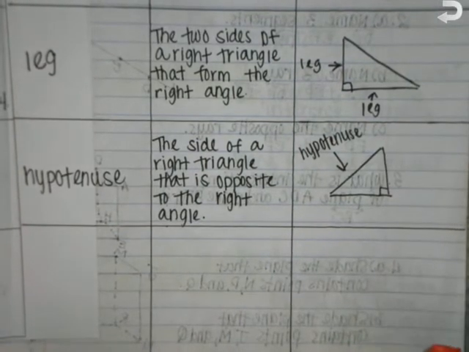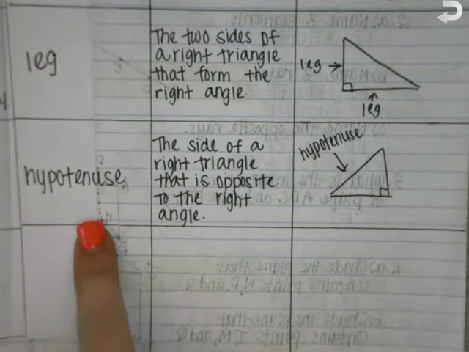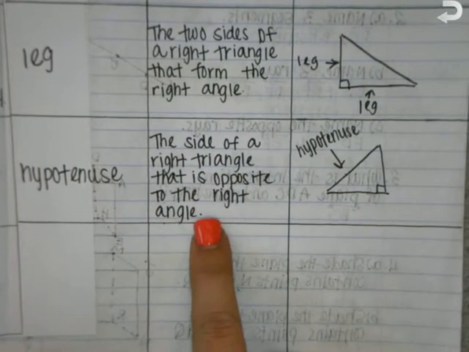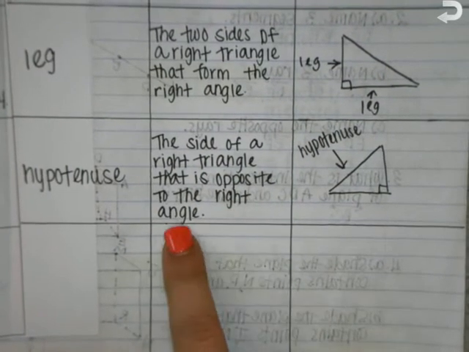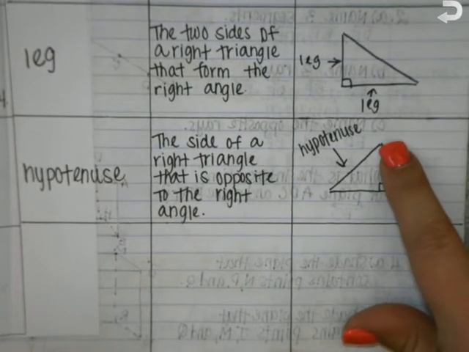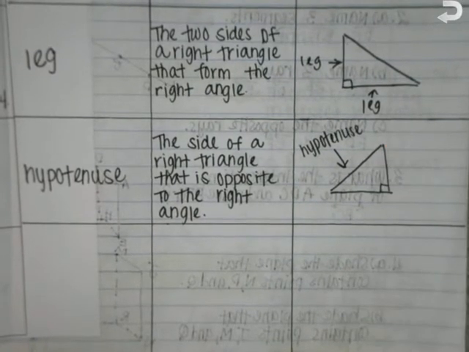Right triangles have a special side called a hypotenuse. The hypotenuse is the side of a right triangle that is opposite of the right angle. So it's the diagonal side, okay? The hypotenuse is also the longest side out of all three sides on the triangle, okay?